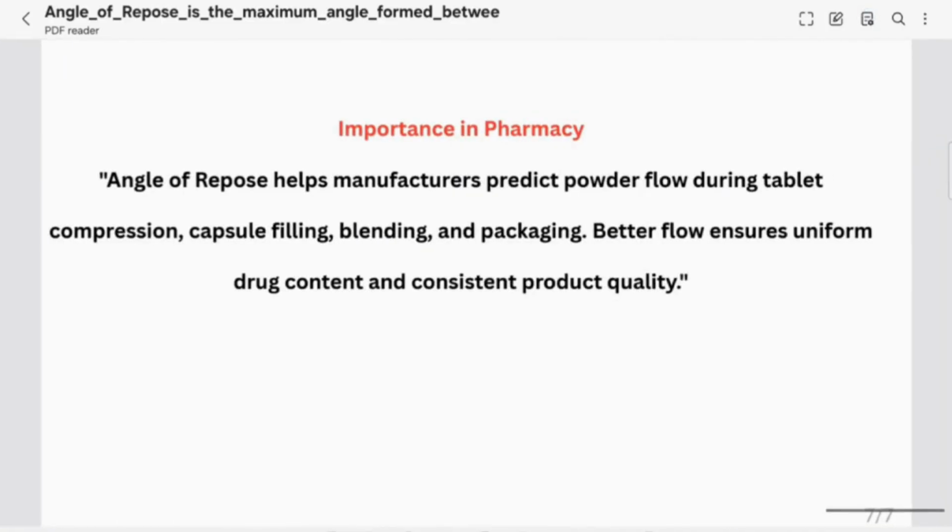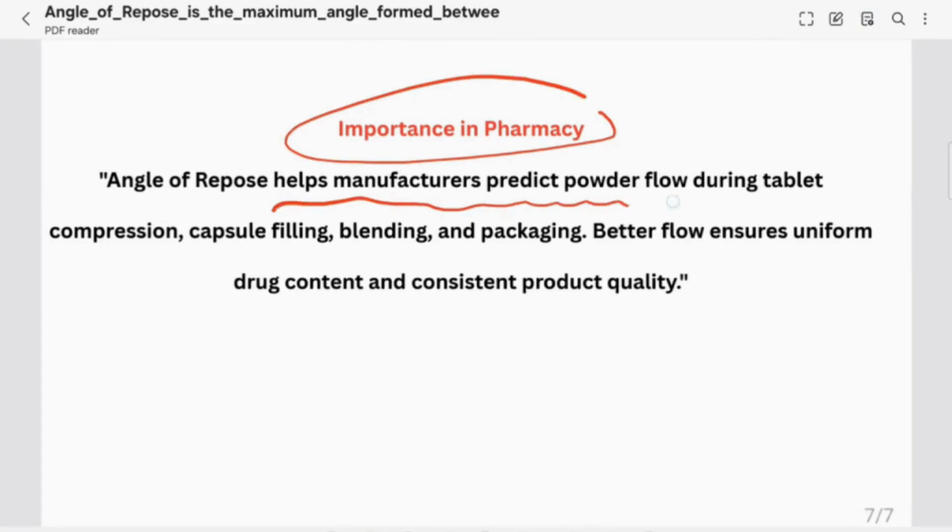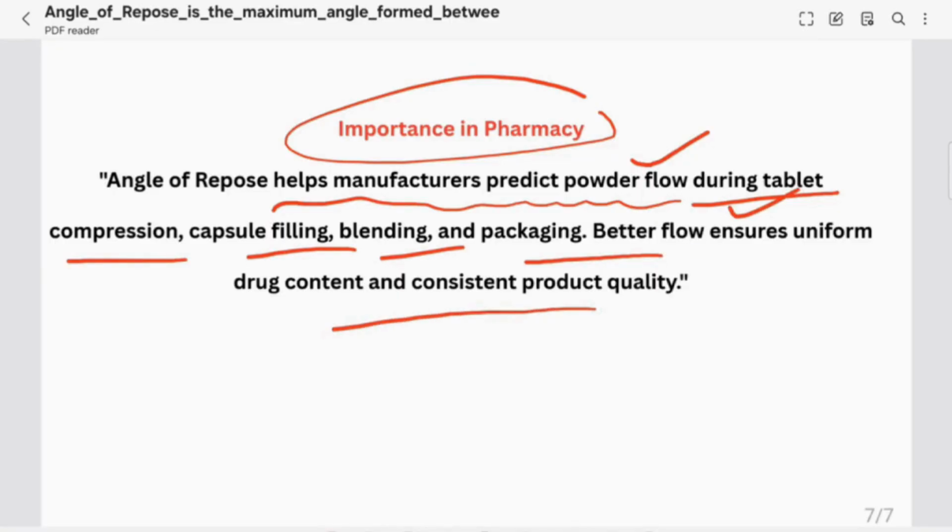So, the importance of angle of repose in pharmacy: the angle of repose helps the manufacturers to predict the powder flow during the tablet compression, capsule filling, blending and packaging, and better flow ensures uniform drug content and consistent product quality.